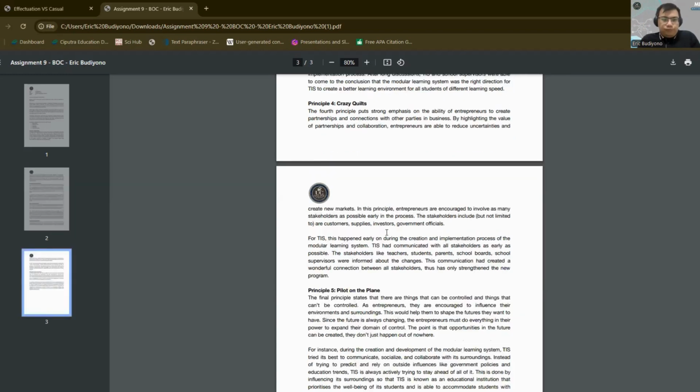Principle number 4, crazy quilt. This is where we create partnerships and connections with other parties. One thing that I really like about this principle is that it highlights the connection we have with our students and the connection we have with our parents.